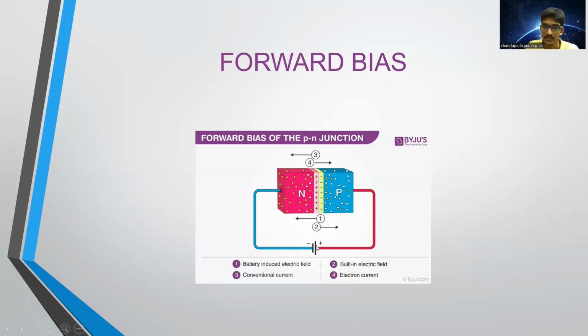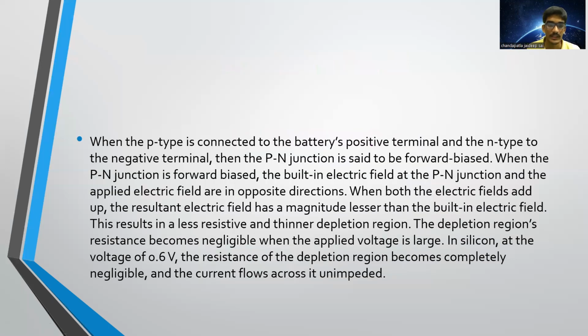In this biasing, the positive charges move forcefully to the P side, and here also we can see the negative charges from the battery flow forcefully to the inside. As a result, the depletion region breaks. When the P side is connected to the battery's positive terminal and the N type to the negative terminal, the PN junction is said to be forward biased.